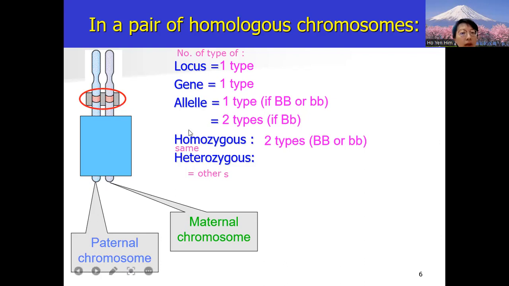So homozygous, I've got two types. Heterozygous means the two alleles are different, only one type: big B, small b.